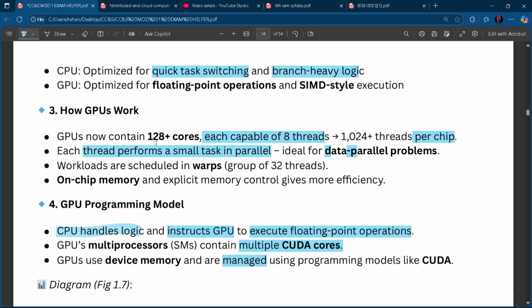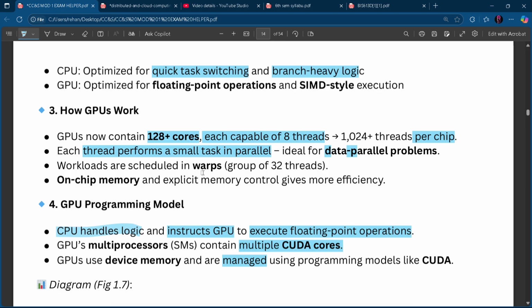It contains 128-plus cores and each core has more than 8 threads, which means it has 1024-plus threads per chip. You can simply multiply 128 by 8 to get that answer. Each thread performs a small task in parallel. What do threads do? A thread is the smallest unit of a process in execution, the smallest part of a task. Every thread performs a small task in parallel, ideal for data-parallel problems.